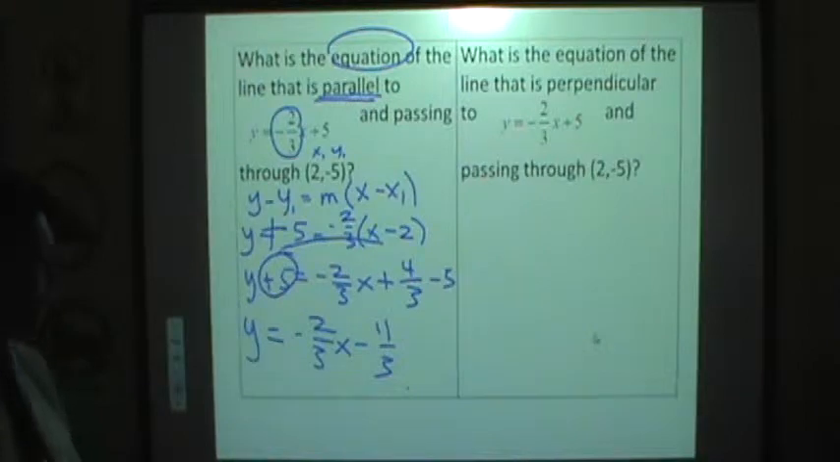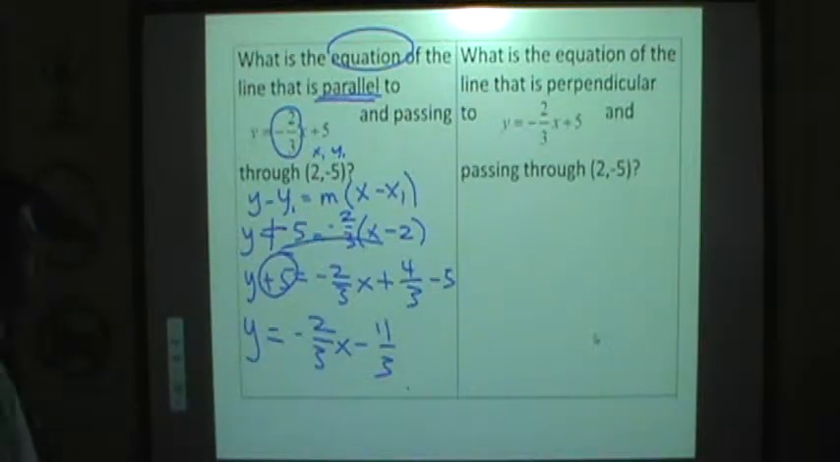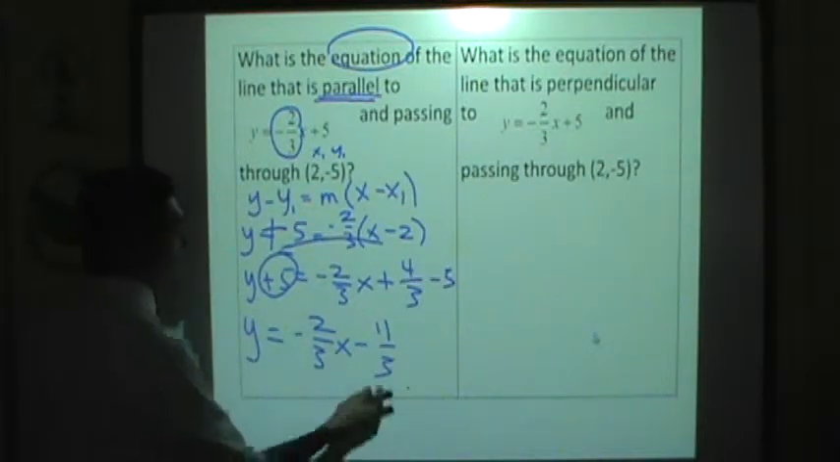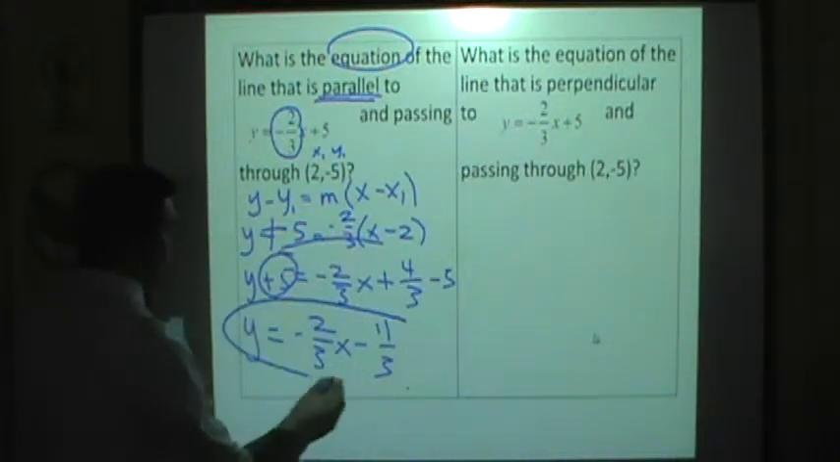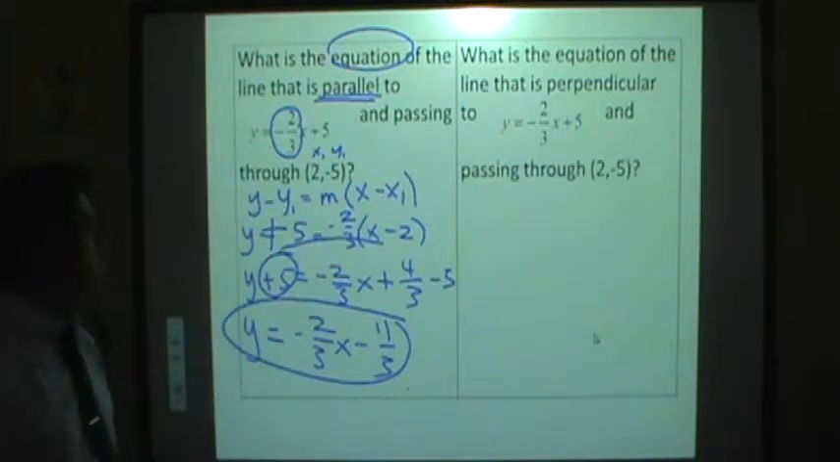Okay, if you're not comfortable with that, try 4 divided by 3, and then minus 5, and then math and enter. Yes, so sorry, -11/3. This is going to be the equation of the line that is parallel to the first line.